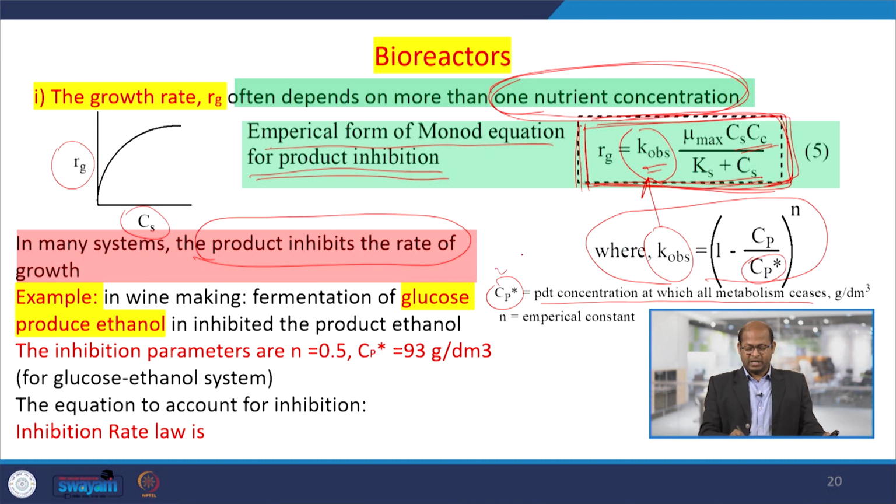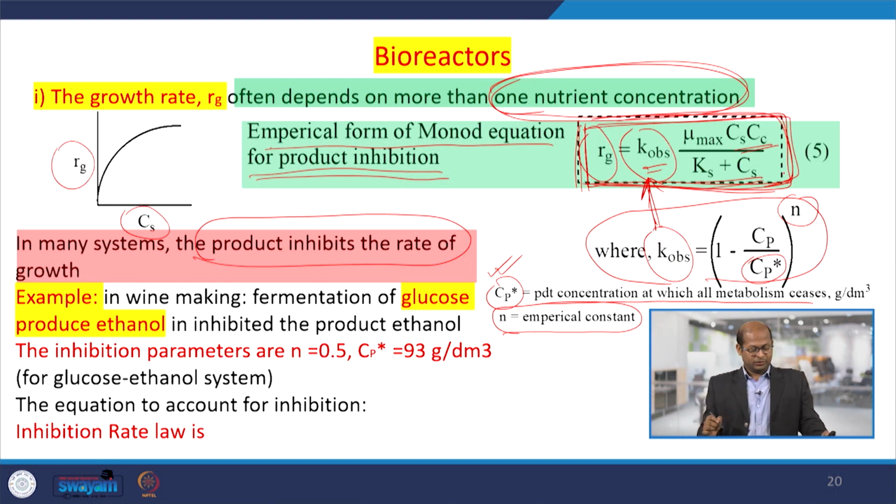Okay. So, if the concentration is lower than that, then cell growth or cell formation should be there. Therefore, n is some empirical constant. So, when cell production stops or product formation inhibits growth, the rate of cell growth we can write this way.